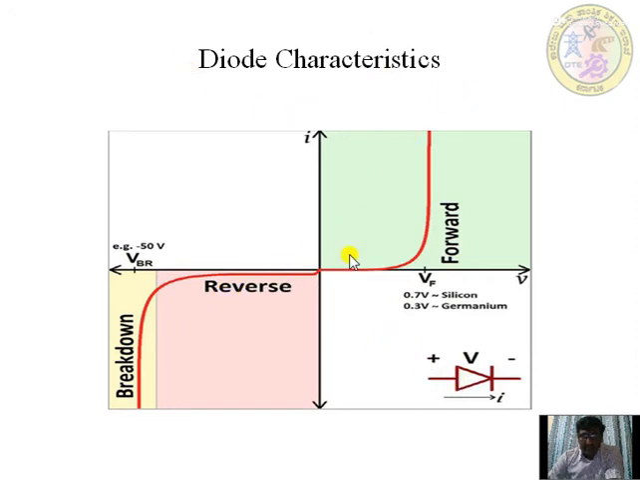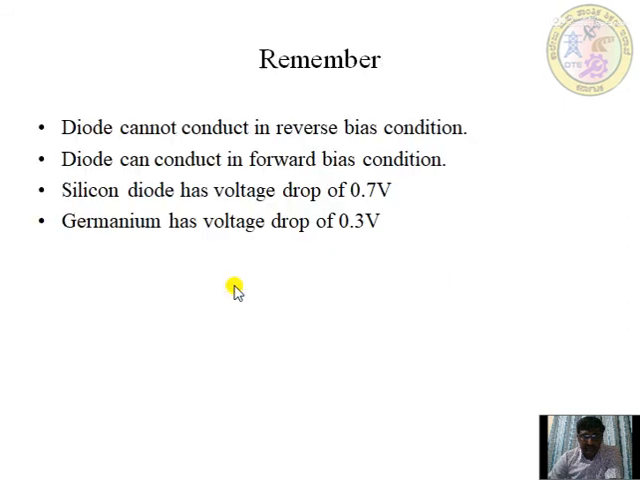See here, when the positive terminal is connected to the anode and the negative terminal to the cathode, it is forward biased. VF is the forward voltage, which is 0.7 volts for silicon and 0.3 volts for germanium. When the connection is reversed, it becomes reverse biased. So, forward biased and reverse biased.